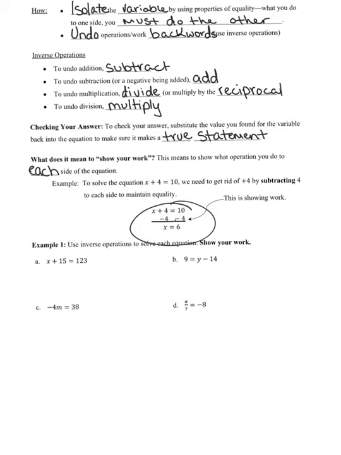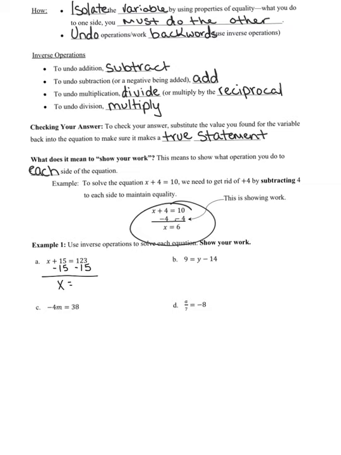So for example 1, we have x plus 15 equals 123. So again, inverse operations here, my operation in my equation is plus 15, or addition. So the inverse of addition is subtraction. So I'm going to subtract 15 on both sides, because what we do to one side, we must also do to the other. And I draw my line to show that I'm going from one step to the final step of solving for x.